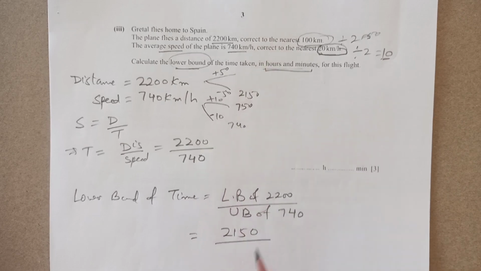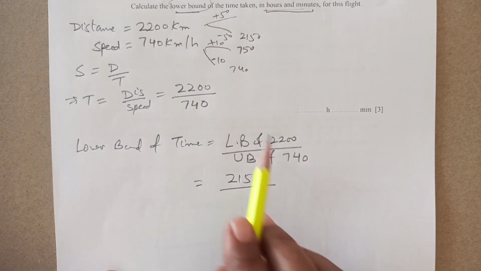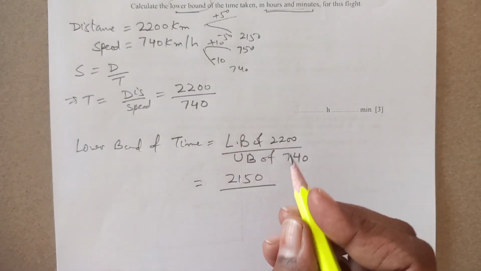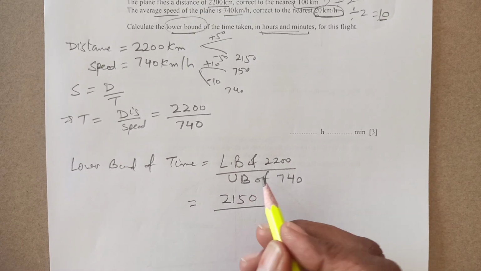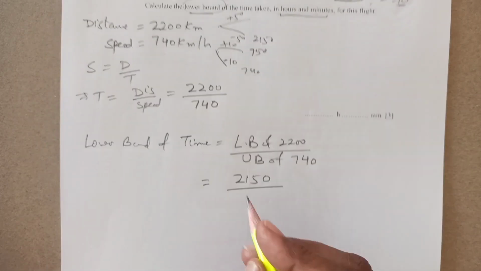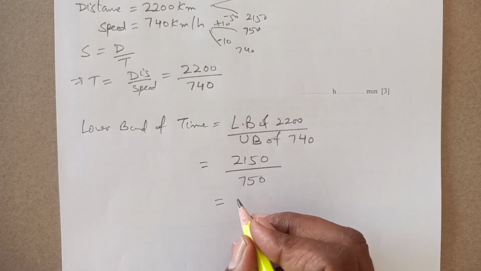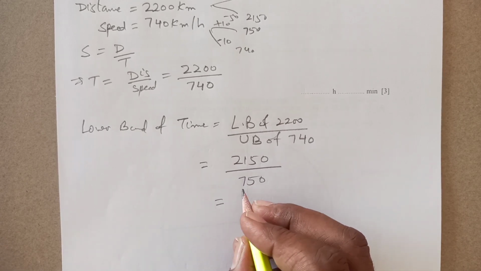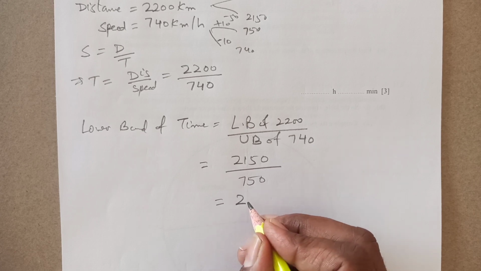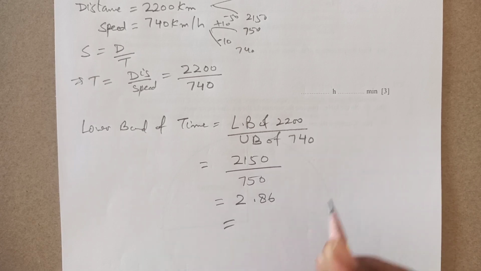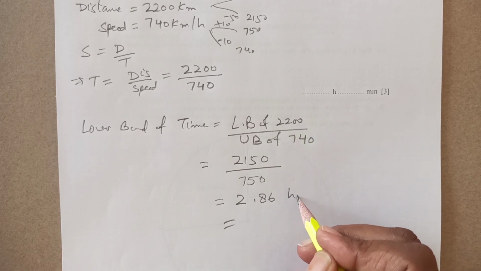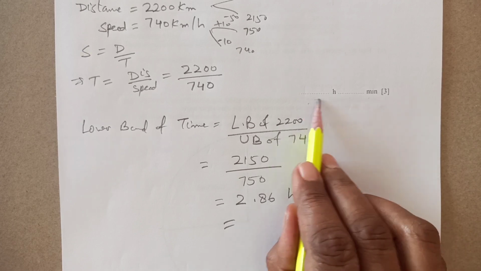750, this is 740. So the lower bound of 740 is the upper bound of 740 is 750. So the final answer, when you calculate, comes out to be 2.86. But our answer needs to be, this is hours, right? Our answer needs to be in hours and minutes.